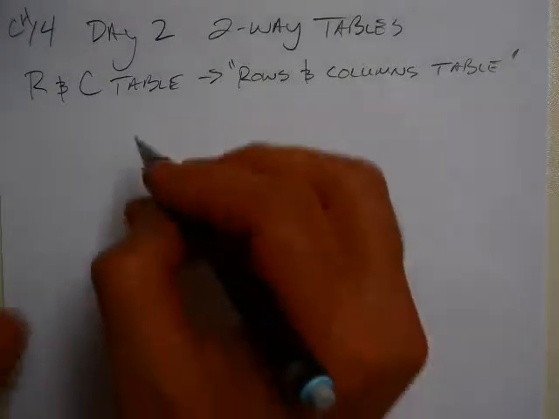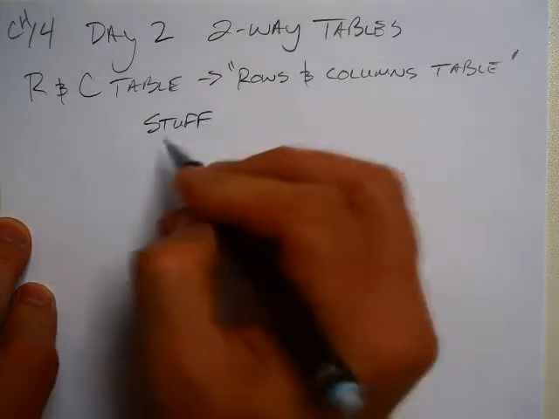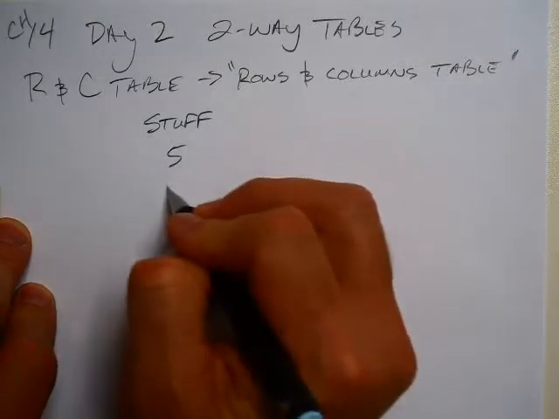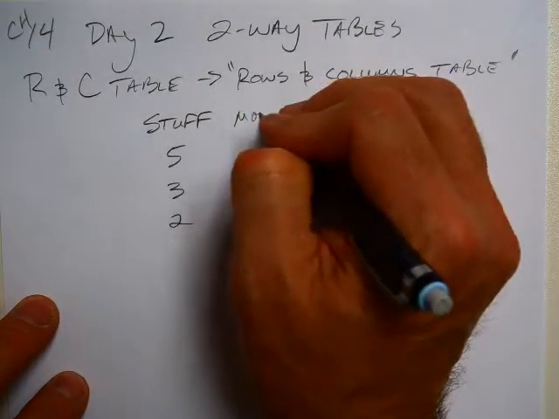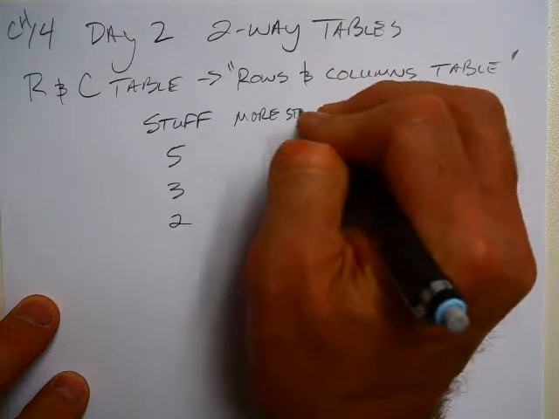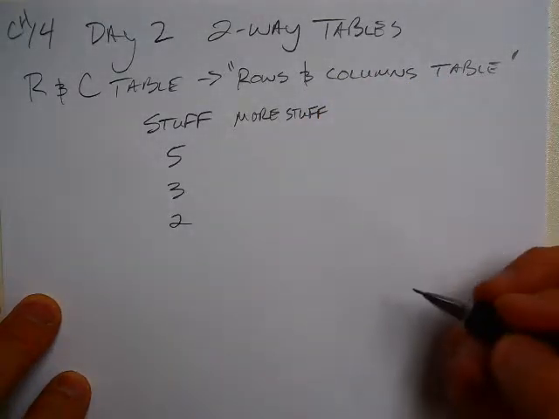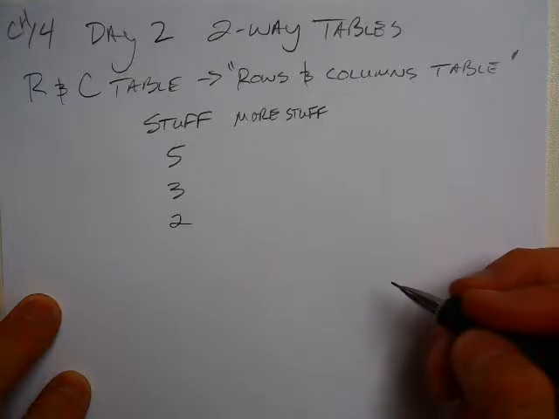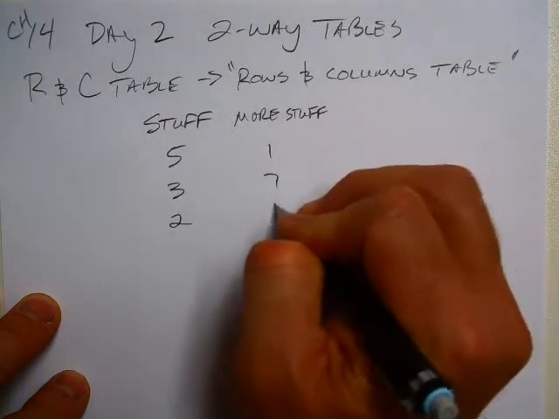So let's say I give you some data for stuff. And the data looks like this, 5, 3, 2. And I give you some more data, more stuff. Clearly when I made these notes a couple years ago, I was feeling the drain of teaching AP Stats at the time. More stuff, 1, 7, and 9.